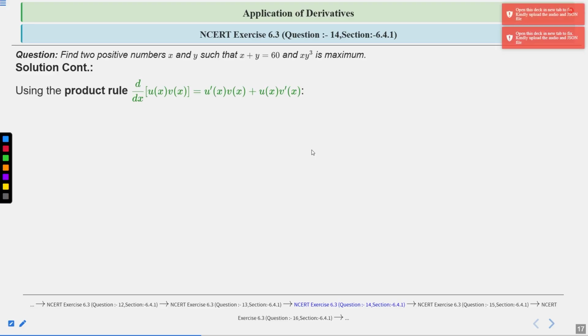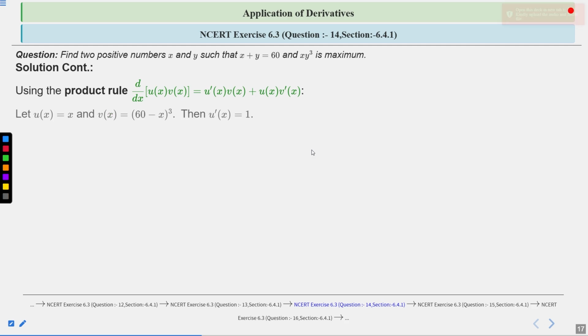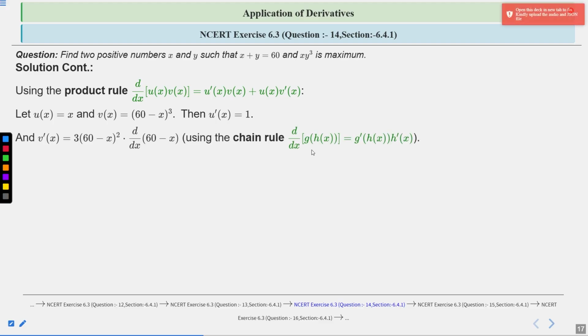Now using the product rule, which is d upon dx of u(x) into v(x) is equal to u dash x into v(x) plus u(x) into v dash x, let u(x) be equal to x and v(x) be equal to (60 minus x) whole cube. Then u dash x is basically 1 and v dash x is basically 3 times (60 minus x) whole square into d upon dx of (60 minus x).